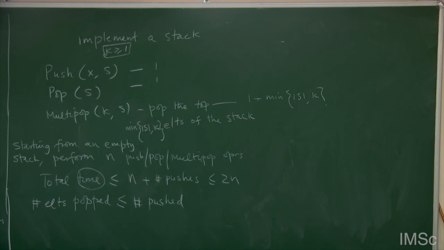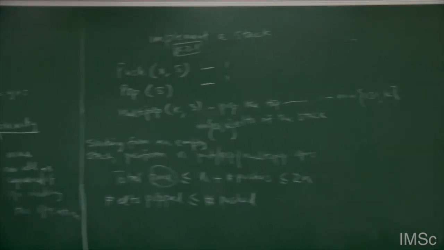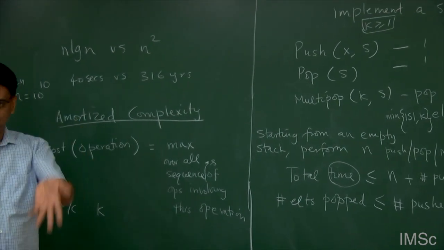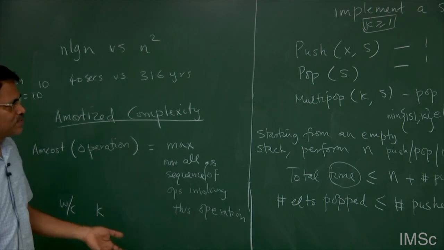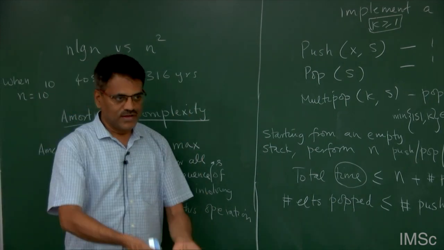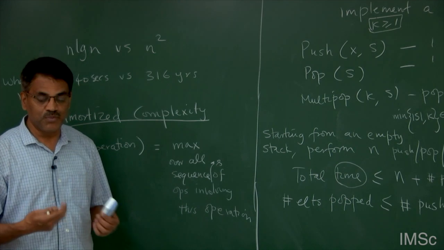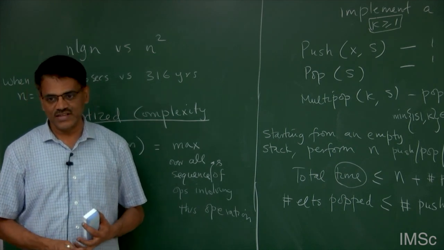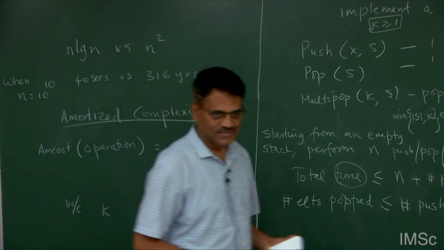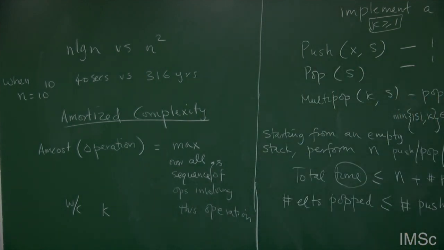And how much charge are you going to give for pop? Nothing. You are popping the top element. That element already has a charge. I already counted it for the push, so I'm going to use that to remove it. Similarly, multi-pop will take all the charges in there, right? So what would be the potential of the data structure? Number of elements. Exactly, right?